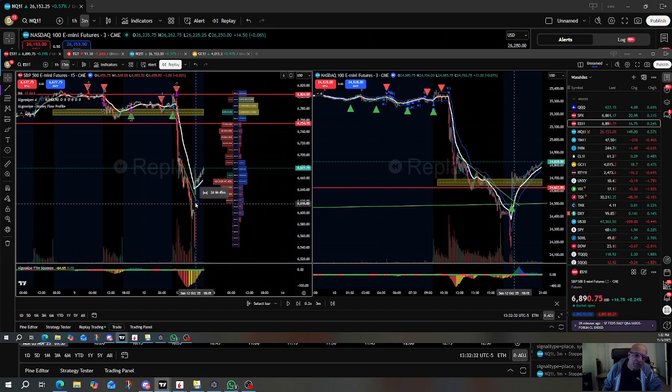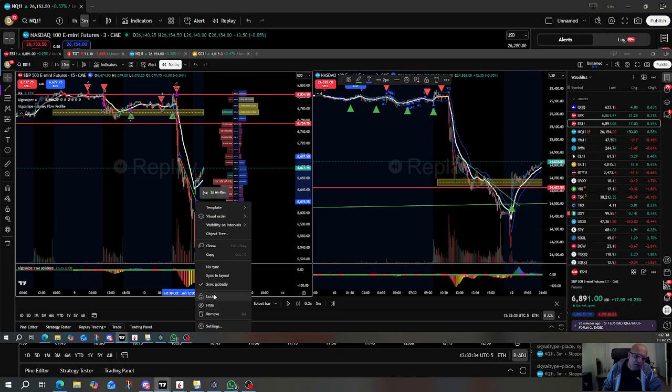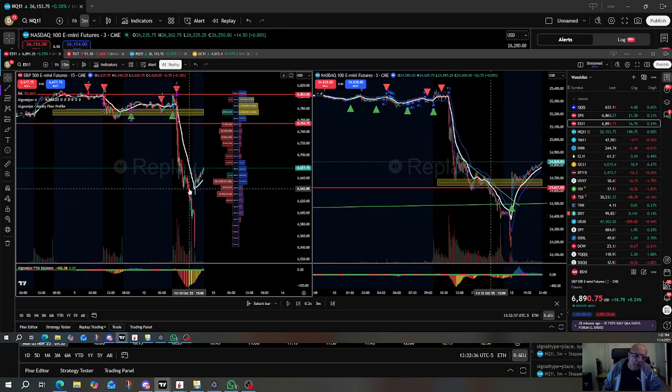Let me draw this line again, trend line. Remove here. So I want to draw it properly. So one of the things I see on this here is I want to go back up here. I want to draw a trend line properly.